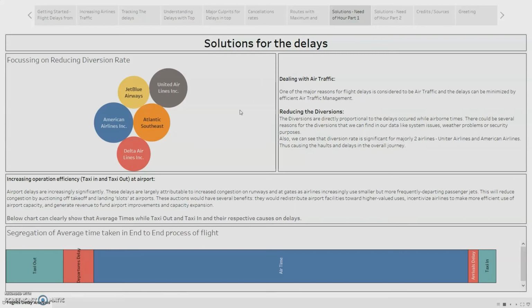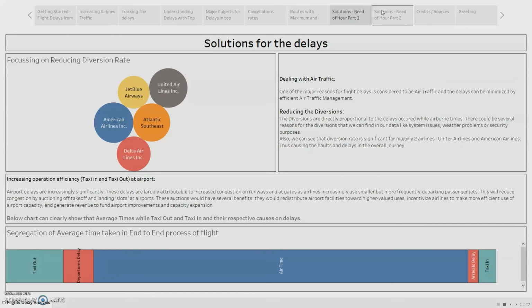Another solution is to improve the efficiency of taxiing in and taxiing out. This can reduce the delay process, as it is crucial and lengthy. The average taxi-out time is 24.6 minutes and the average departure delay is 13.1 minutes. The air time is independent, and the average arrival delay is 4.4 minutes and the average taxi-in time is 7.6 minutes. The average taxi-out time contributes to departure delay and the average taxi-in time contributes to arrival delay. The departure and arrival delays can be reduced by operational efficiency of taxiing in and taxiing out.